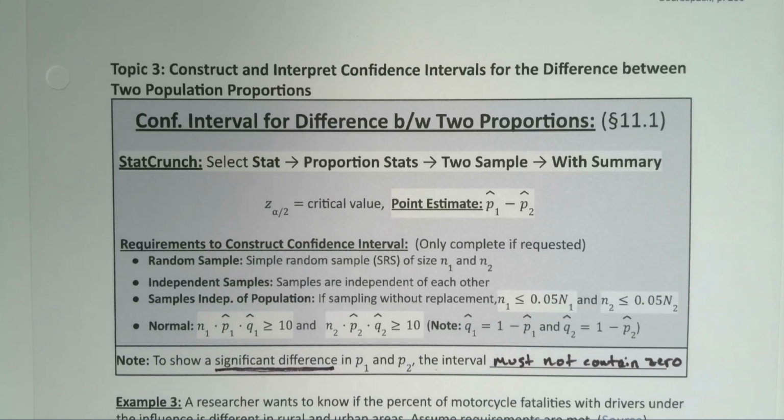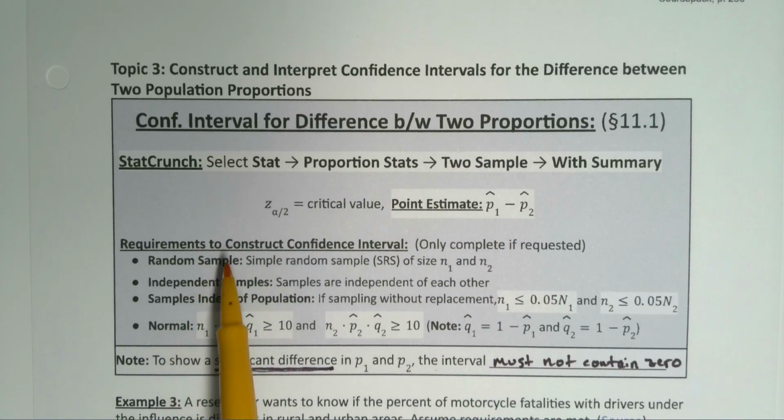So now we want to think about how a confidence interval for the difference between two proportions works. Now you'll notice that there's no formulas here, just like there weren't for the hypothesis test. That's because the formulas are so convoluted and difficult, they're not really worth our time. Instead, we're going to have StatCrunch do all the heavy lifting for us.